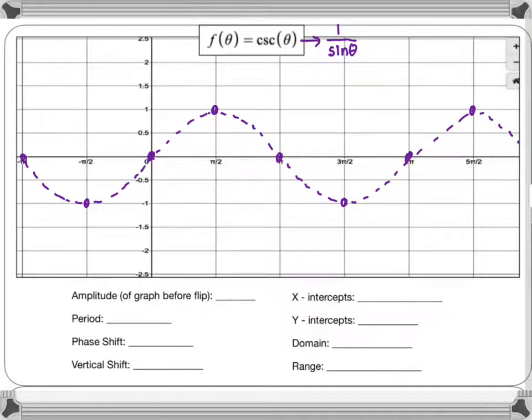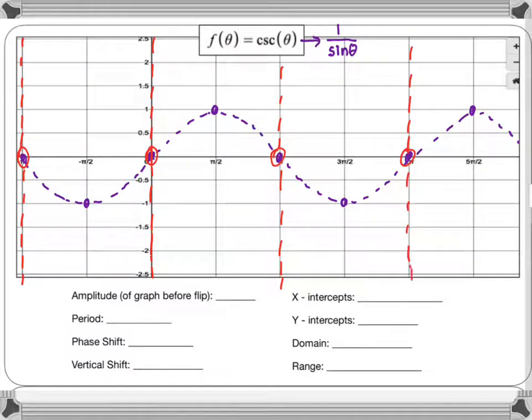So what we've got to think about is each one of these x-intercepts here, which of course is where y equals 0. However, when we take the reciprocal of 0, that's going to be undefined. So for cosecant, every one of these x-intercepts is going to turn into an asymptote, just like these guys right here.